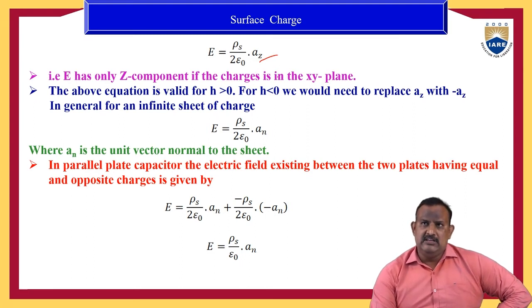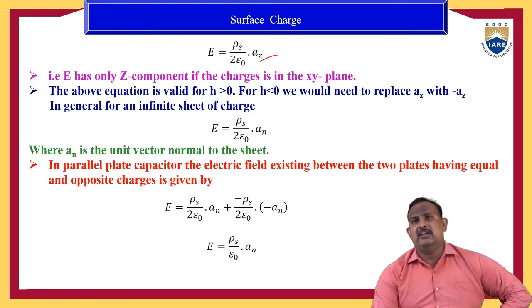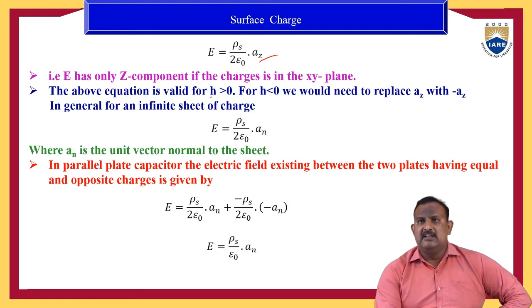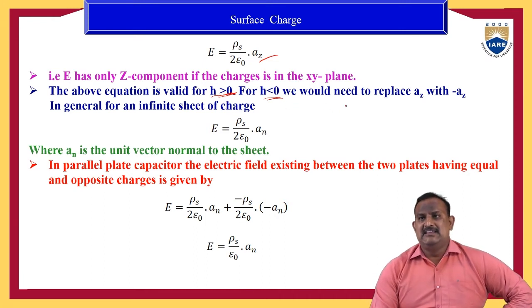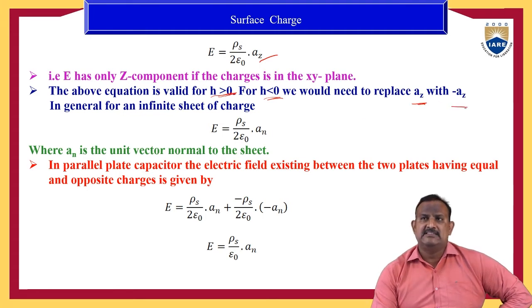So this equation holds good, or is valid, for h greater than 0, if the total triangle is in the positive coordinate. If the total triangle is in the negative quadrant, or for h less than 0, we need to replace the unit vector az with minus az. Here, if you replace the unit vector az with plus or minus az, then we have E is equal to rho s by 2 epsilon naught into an. If you replace az with minus az, we will get a negative value here.